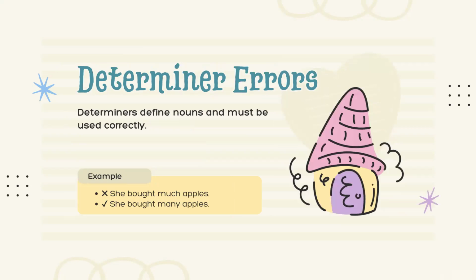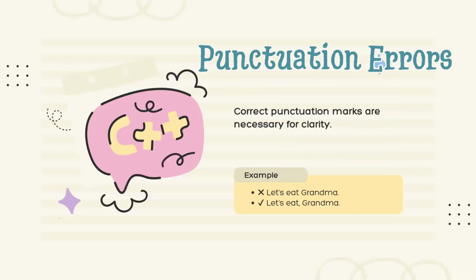Now let's move on to determiners. Determiners define nouns and must be used correctly. For example, "She bought much apples" is wrong because apples is a countable noun and you need to use a countable determiner, right? For that, I have to say "She bought many apples." Now it makes sense.